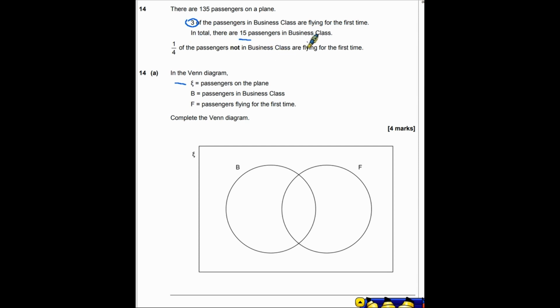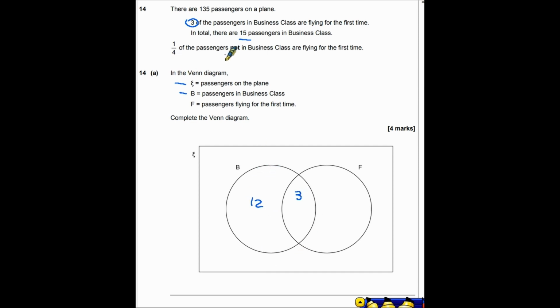Let's put this part of the information into the diagram. We know in total there are 15 people in the business class, and the business class is this left-hand circle. But out of the 15, 3 of them are first-time flyers, which is the right-hand circle. So that 3 have to be the people who are in business class and first-time flyers. That's 3 out of the 15, so the other 12 business class go into that circle.